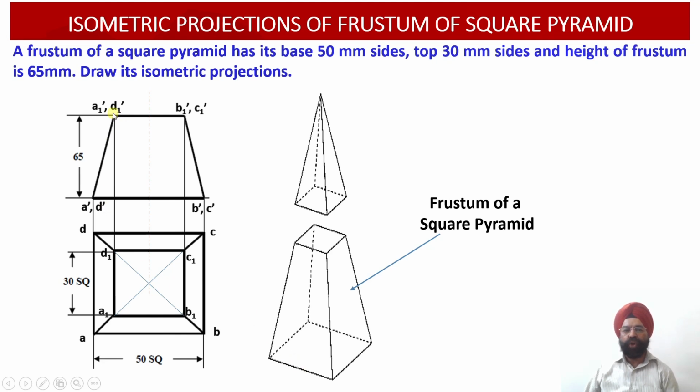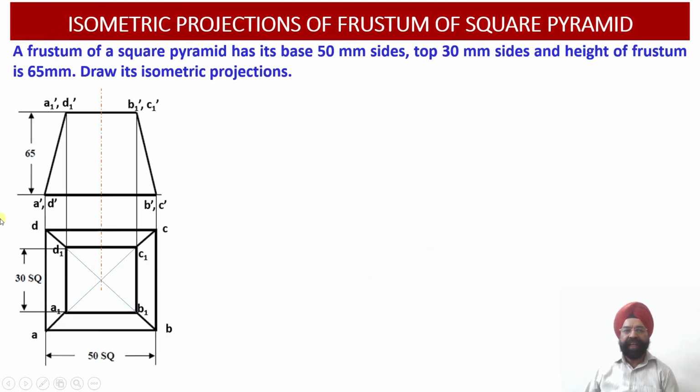Then at the top surface of this frustum, these are my reference lines, these are my projection lines. From A1 and D1, I obtain the front view points A1 dash and D1 dash. Similarly, from B1 and C1, if I draw the projectors, I will get the top face projection points as B1 dash and C1 dash. So these are the front view dimensions and these are the top view dimensions.